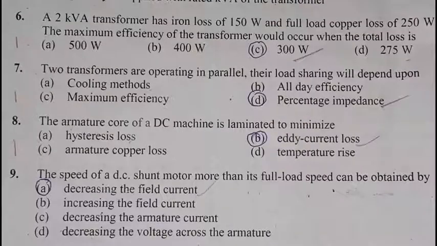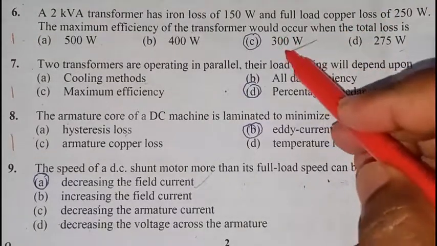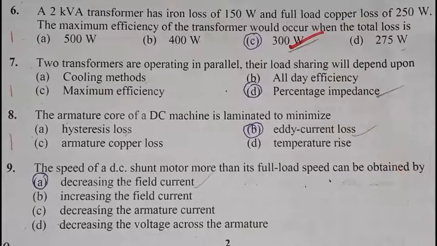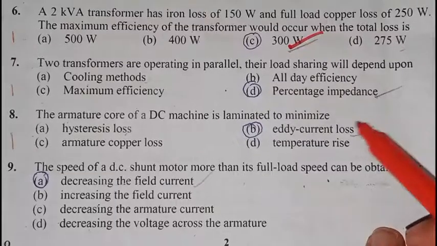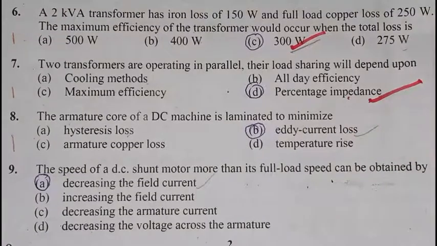Question number 6. A 2 kVA transformer has iron loss of 150 watts and full load copper loss of 250 watts. The maximum efficiency of transformer would occur when the total loss is. Answer C. 300 watts. Question number 7. Two transformers are operating in parallel. Their load sharing will depend upon. Answer D. Percentage impedance. Question number 8.